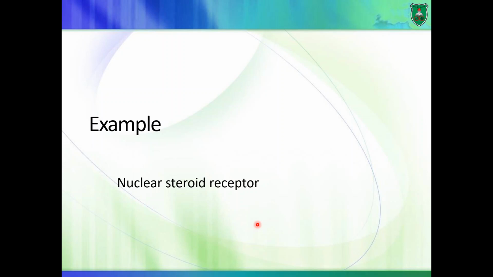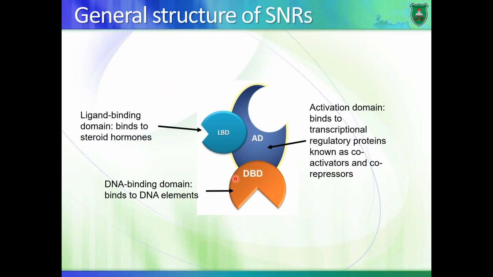So here's an example of nuclear steroid receptor, like androgen receptor, for example. So now the idea is that these receptors, like androgen receptor, they have 3 domains. Remember what a domain is. A domain is a 3-dimensional structure of a protein. Usually it has a function, and it folds independently of the rest of the protein. So if you remove it from the rest of the protein, it's still functional.